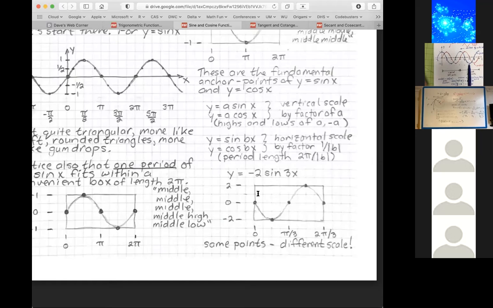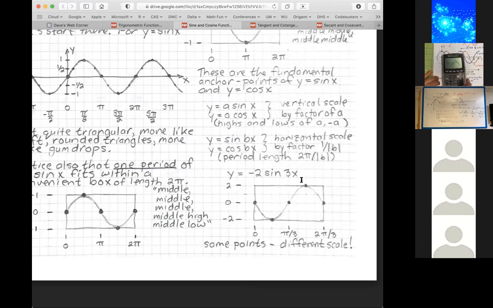It's been vertically stretched to -2 to 2. That represents the scaling of 2. And it's been horizontally compressed. It took the natural period and divided by 3. So now its period is 2 pi over 3. Another way to say this is that if I put a 3 in front of the x there, I will get 3 waves in 2 pi seconds.